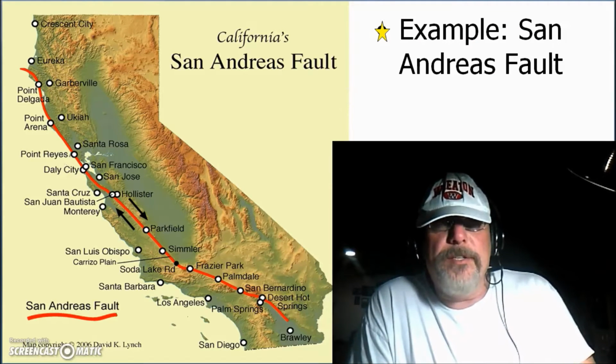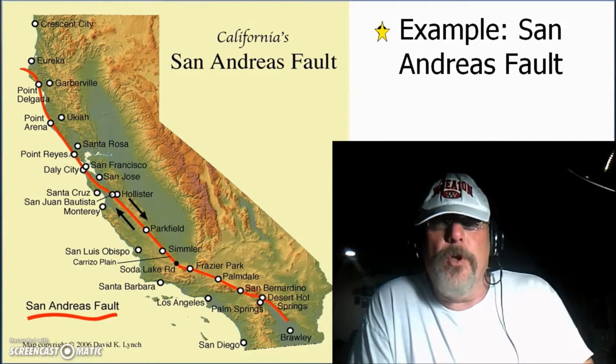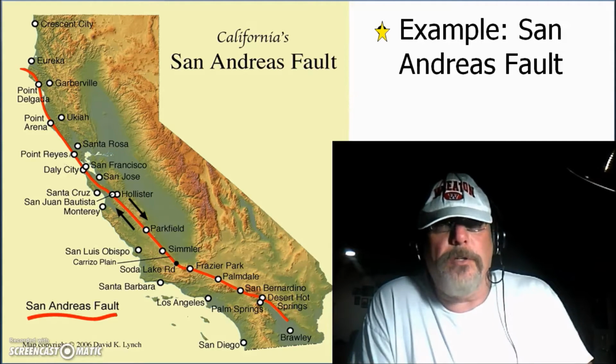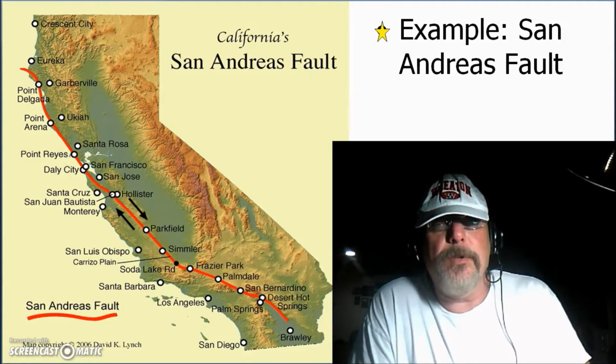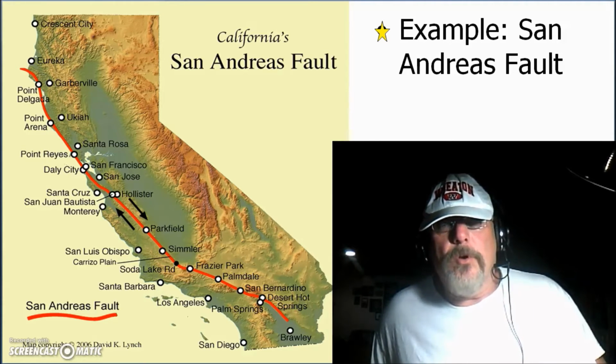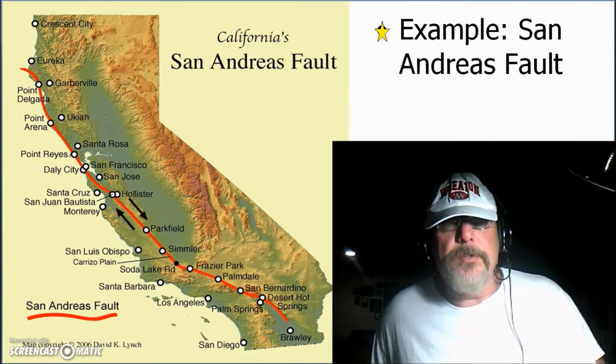The number one example that I would expect you to know for the transform boundary is the San Andreas Fault. A lot of you guys have probably heard of this. This is in California, and if you take a look at a map of California, you will see the San Andreas Fault goes north-south throughout most of the state.